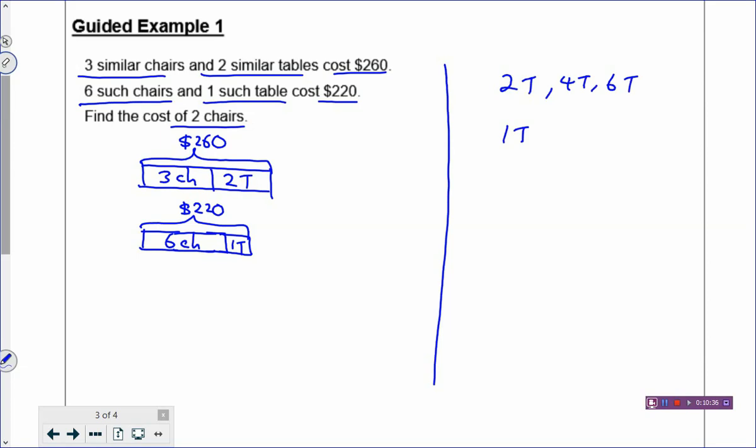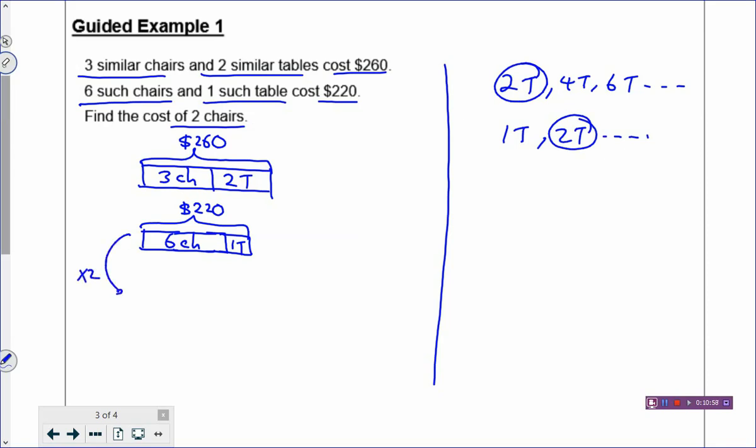And the multiples of 1 table are 1, 2, 3, 4, 5, 6. Alright, so what is the common multiple? 2 tables. That is the same number, right? So you make 1 table to be 2 tables by, how to do that? You just times 2. Alright, for example, let's times 2, and what do we get?